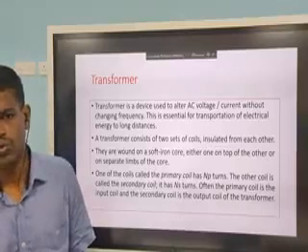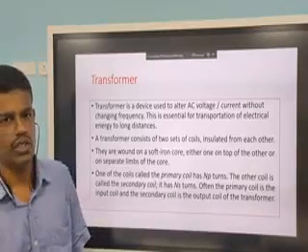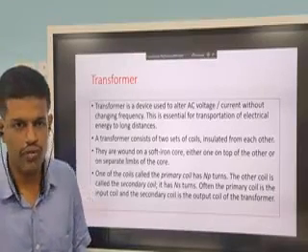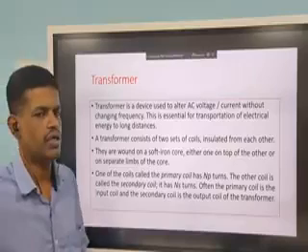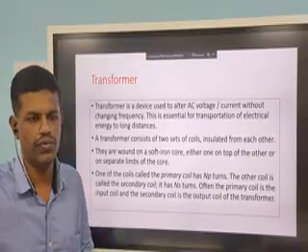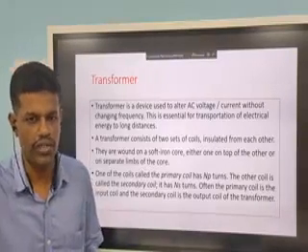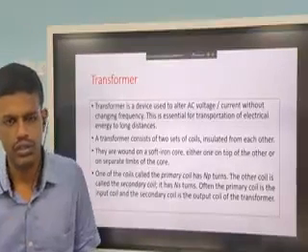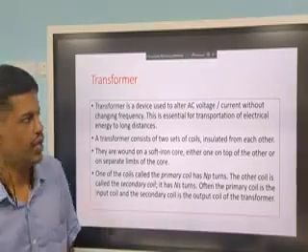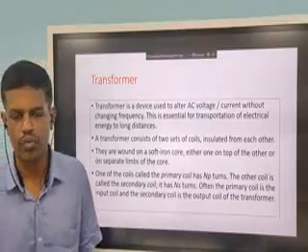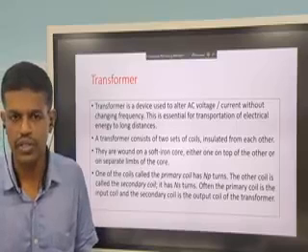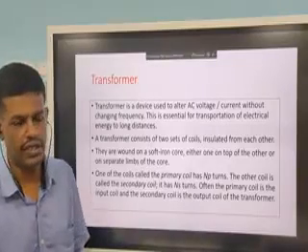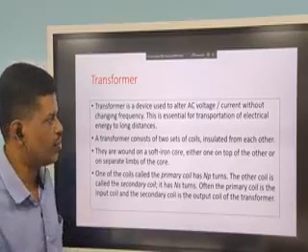So what to do? We have to increase the voltage. Before sending, we have to increase the voltage so that even after the voltage drop, the voltage reaching the end point is sufficient. So how can we increase the voltage? This can be done with the help of a device called a transformer. Transformers are devices used to change the voltage of an AC without changing its frequency or power.